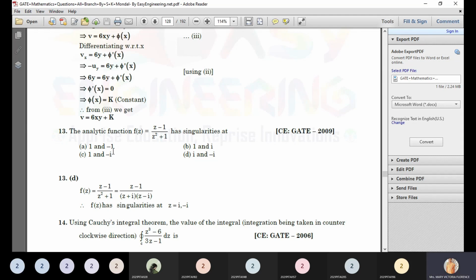If you put the a square minus b square formula, z square minus i square, where i square takes the value minus 1, so minus minus plus, we get z square plus 1. Therefore, we can factorize z square plus 1 as (z plus i) into (z minus i). If you put the denominator equal to 0, z equals i and z equals minus i. Therefore, the singularities are i and minus i, option D.